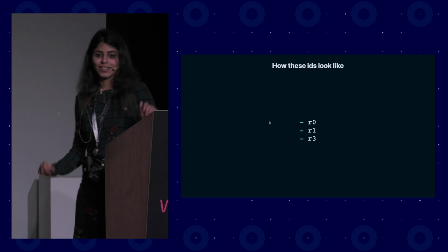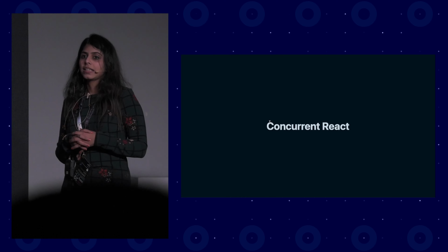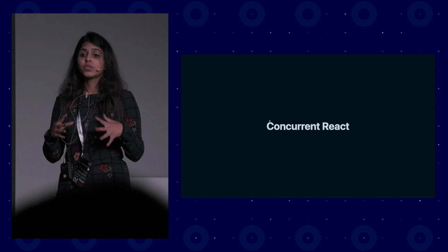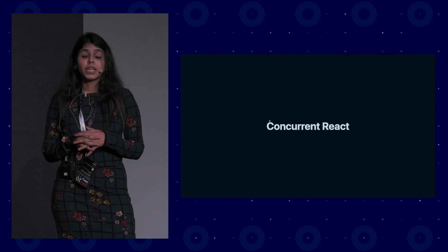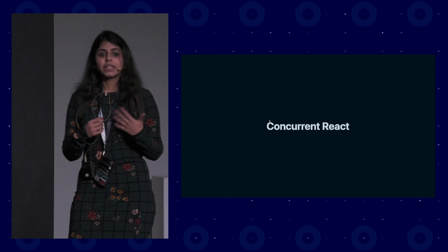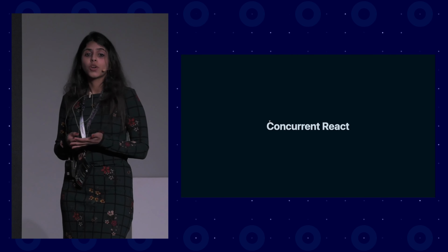So next we want to talk about is concurrency. Concurrent React and concurrent rendering was one of the major changes in React 18, because it lays the foundation for a lot of concurrent APIs which can be used by developers to improve the performance of their application.